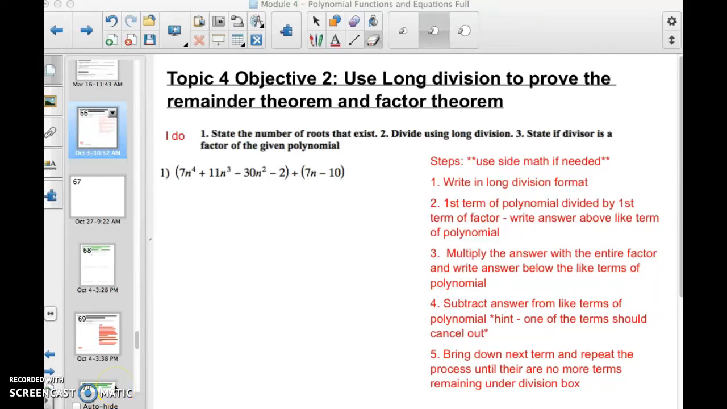Topic 4, Objective 2. Use long division to prove the remainder theorem and the factor theorem. So this objective will start our division of polynomials process. There's two types of division we're going to work with in this topic. Long division in this video, in this objective. And then the next video will be synthetic division. They play out a little bit differently, so I'm going to separate them into two different objectives.